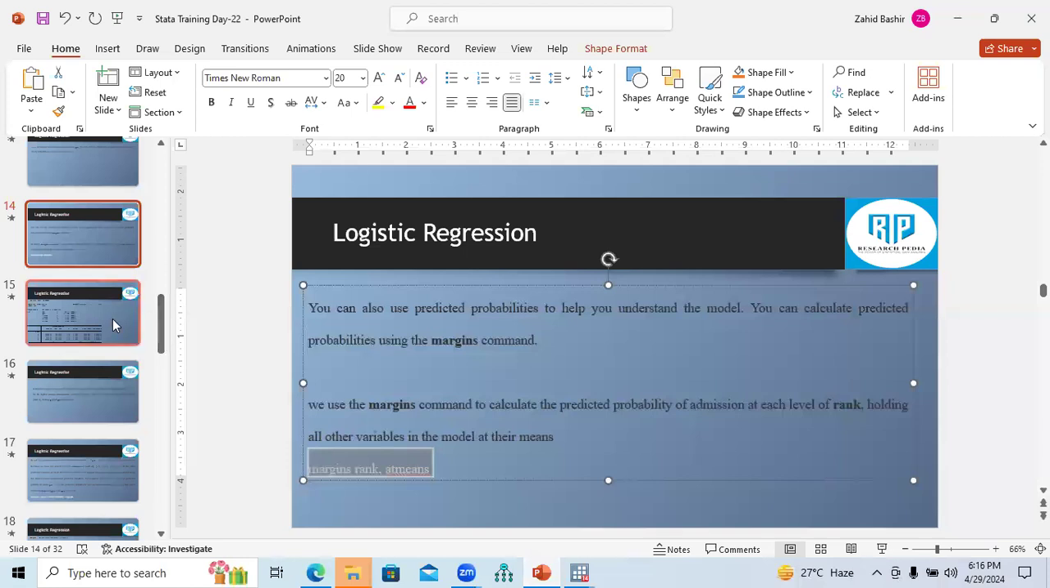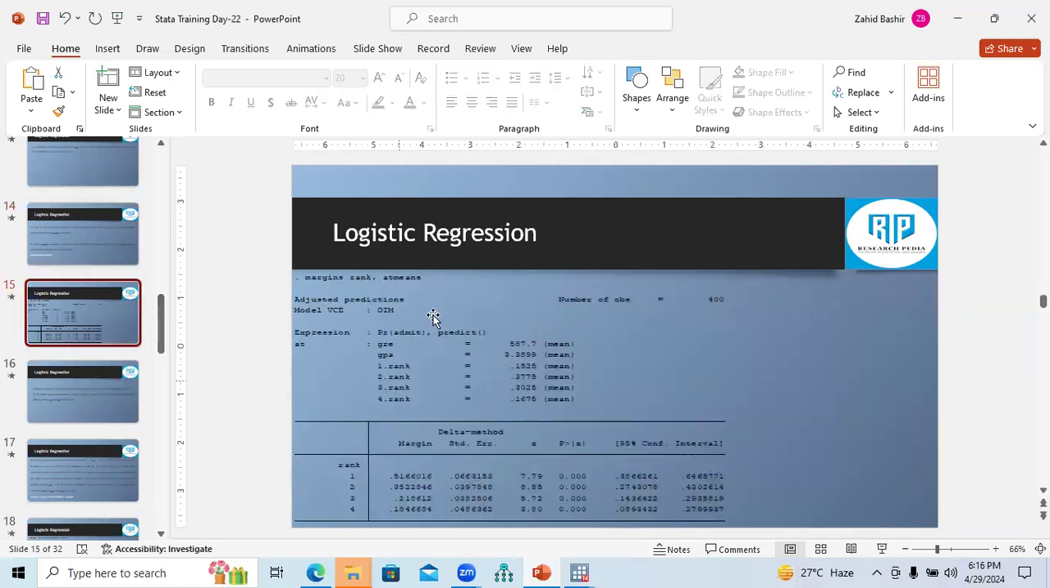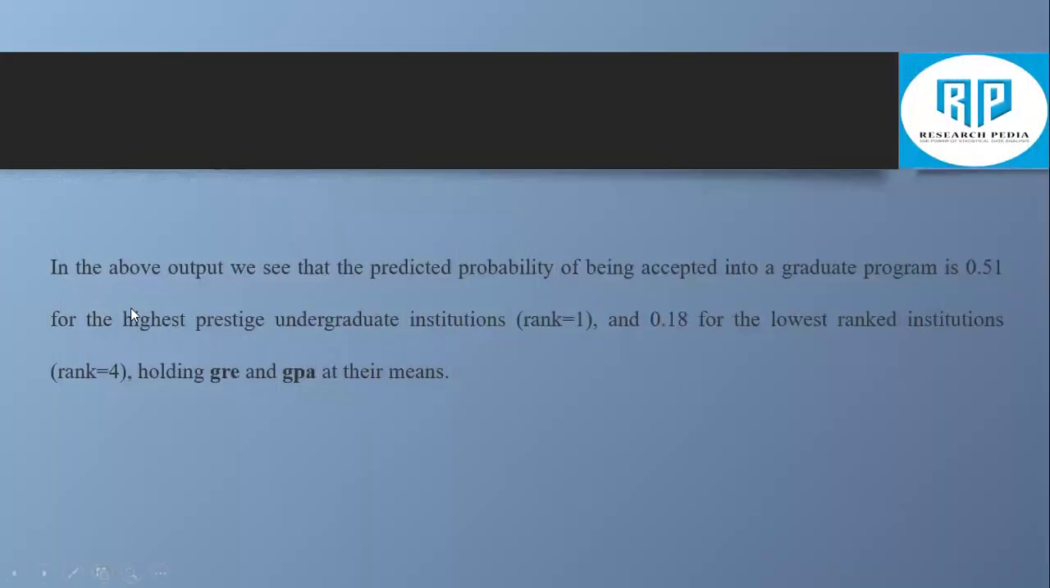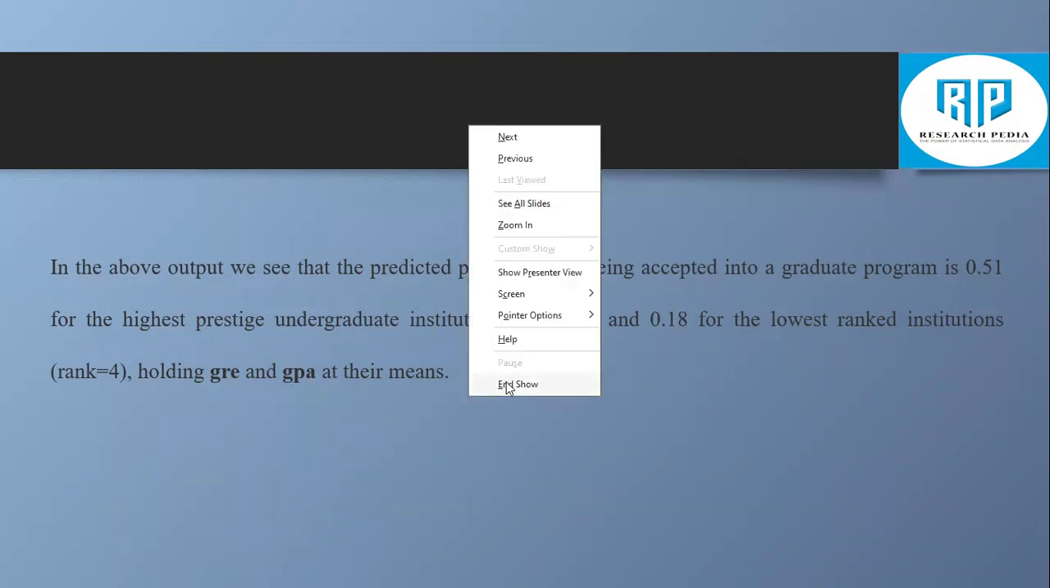So what we can conclude from here: we have estimated this using the command. In the above output, we see that the predicted probability of being accepted into a graduate program is 0.51 for the highest prestige undergraduate institution, rank 1, and 0.18 for the lowest rank institute, rank 4, holding GRE and GPA at their means. So this is the probability of acceptance.